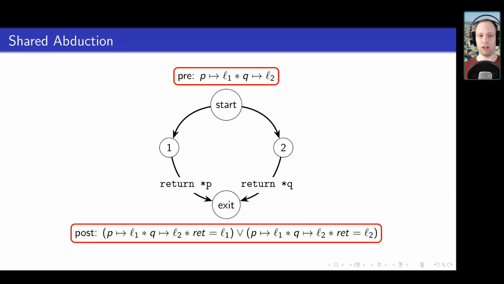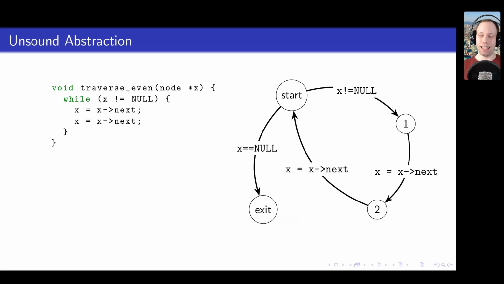So have we solved all problems? Unfortunately not yet. There's another problem with unsoundness, and that comes, as we've heard before a little bit, if we have loops and want to do abstraction. Now if we look at this very simple function here, traverse even, it traverses a linked list two nodes at a time. Okay, this is not very realistic, but it's a very simple example that we should be able to handle, right? Okay, let's have a look.